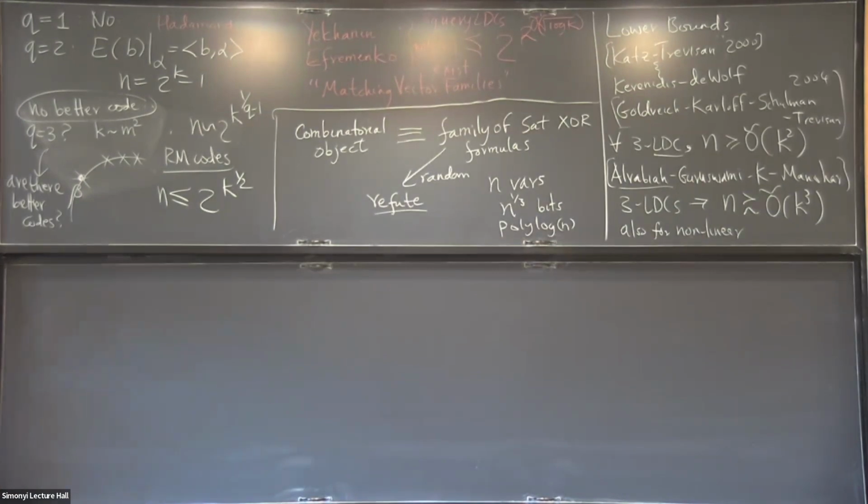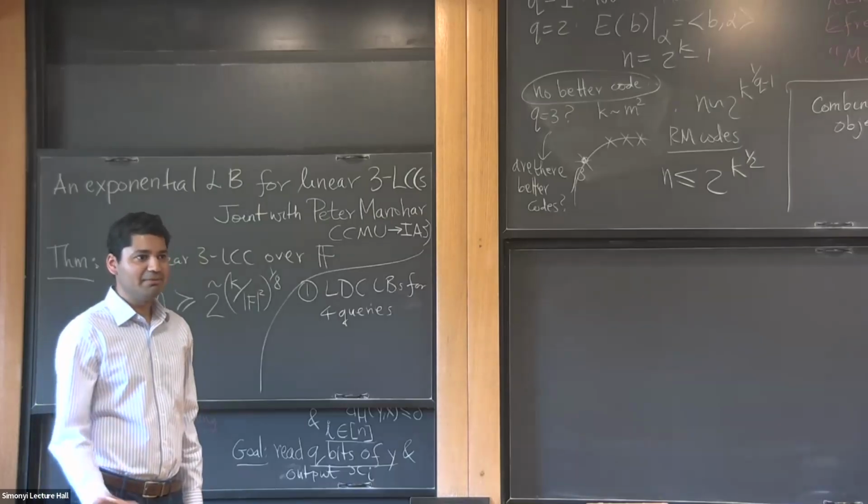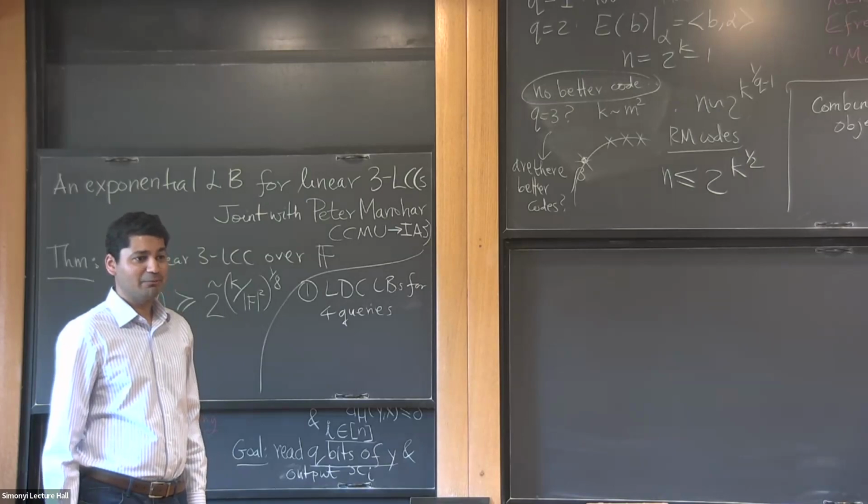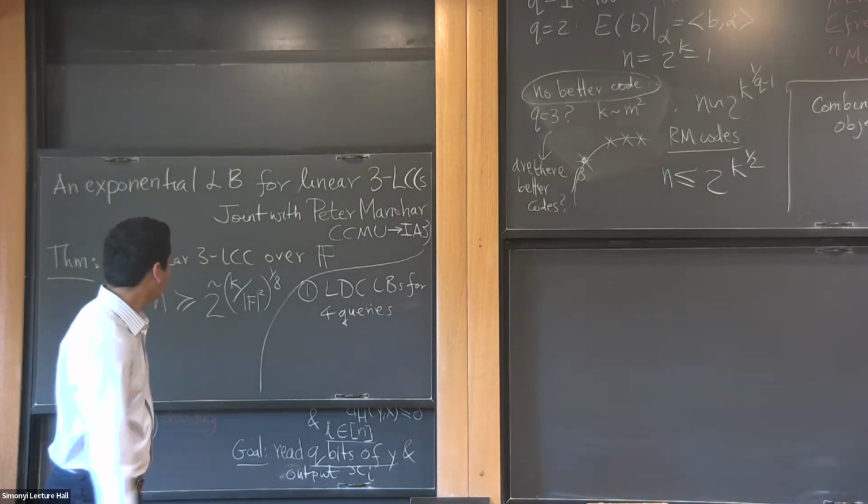So that's the spiel part. Let me now tell you how I'm going to do the rest of the proof, and write down the outline here. I'm going to tell you how to prove LDC lower bounds for 4 queries, not 3. So I'm not quite going to tell you the K cube result. I'm going to give you the right result for 4 queries. This is because even numbers happen to be much simpler for illustration.